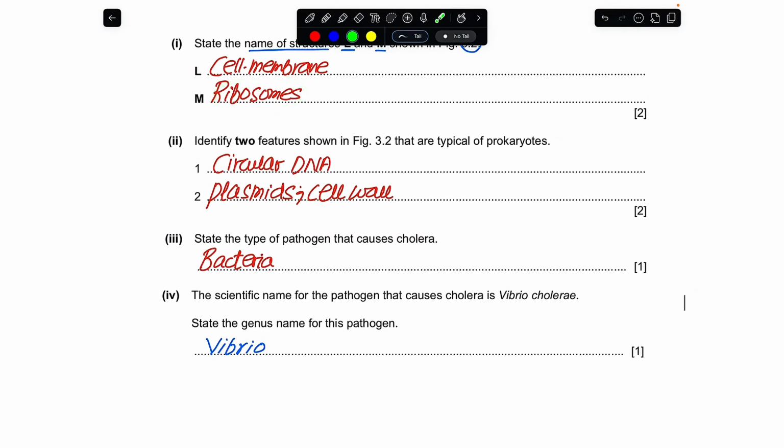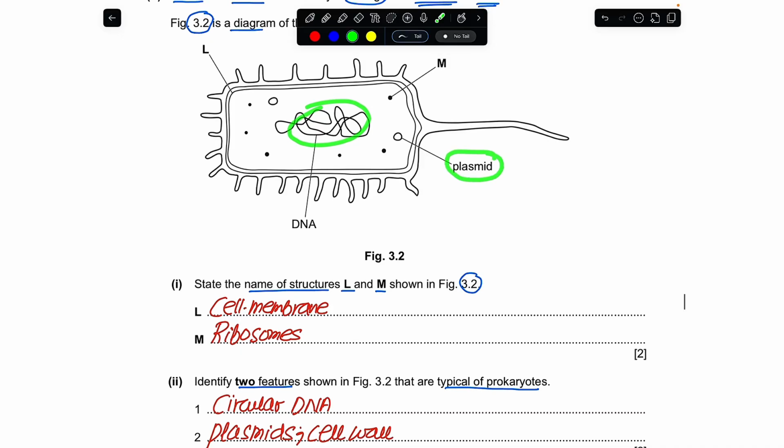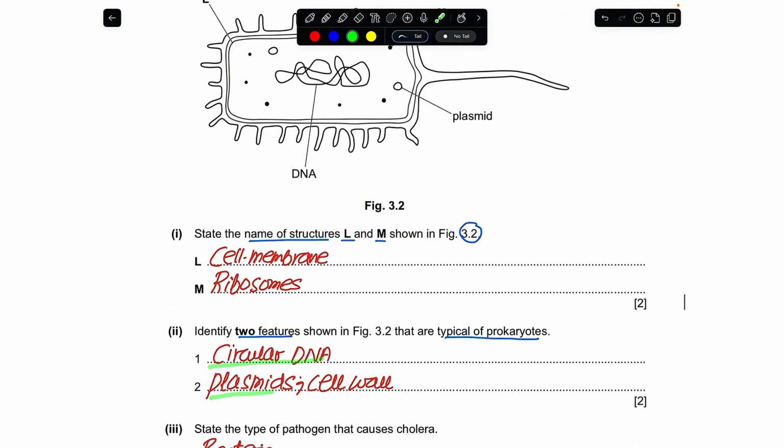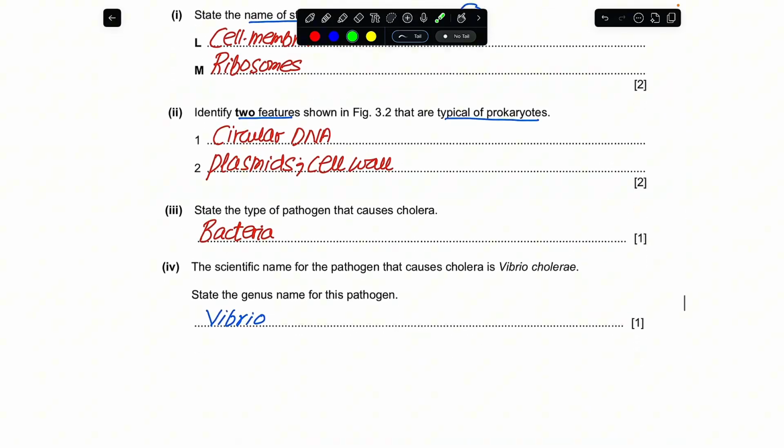For the second, they want us to identify two features that are typical of the prokaryotes. So the typical features of the prokaryotes would be their circular DNA that we have here, and the presence of the plasmids that they have in them. Okay, so this would be the circular DNA and the plasmid, and we can never forget about the cell wall. You can be writing it as an alternative point.